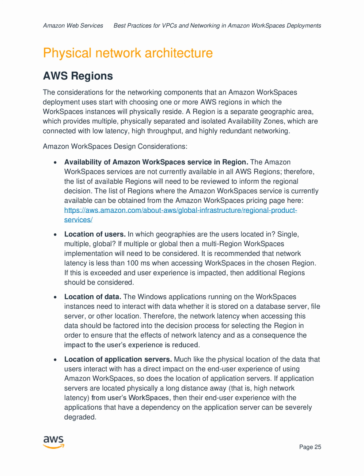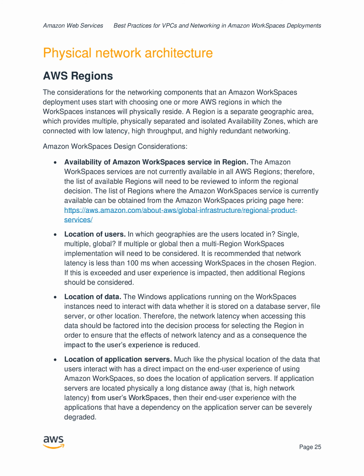The considerations for the networking components that an Amazon WorkSpaces deployment uses start with choosing one or more AWS regions in which the WorkSpaces instances will physically reside. A region is a separate geographic area, which provides multiple, physically separated and isolated availability zones, which are connected with low latency, high throughput, and highly redundant networking. Amazon WorkSpaces design considerations. Availability of Amazon WorkSpaces service in region.